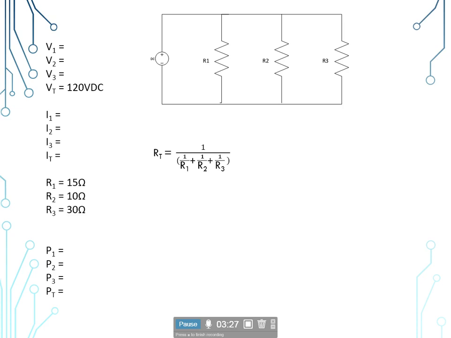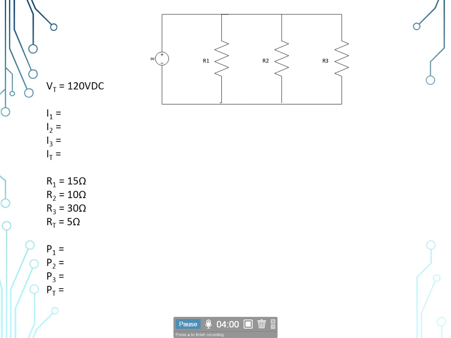So we're going to put it down as 1 divided by, open the parenthesis, 1 divided by 15 plus 1 divided by 10 plus 1 divided by 30, to give us a total circuit resistance of 5 ohms. Now our parallel circuit rules for resistance tell us that the total circuit resistance will always be lower than the lowest branch resistance. Our lowest branch resistance is R2 of 10 ohms, and it is in fact less, so we do follow the rules still.